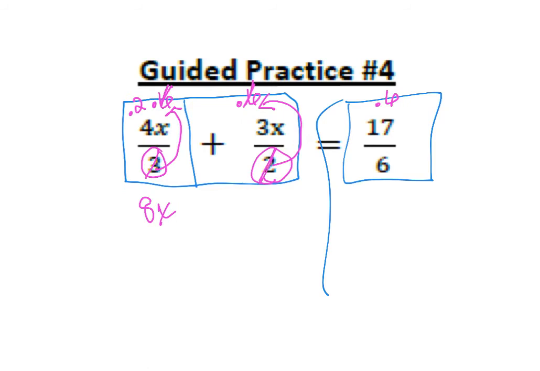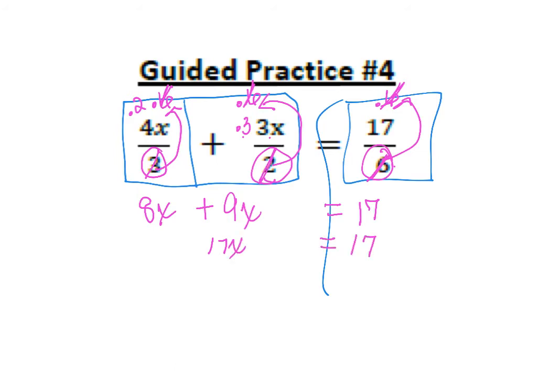How many 2s are in 6? That's 3. So times 3. 3 times 3x is 9x. How many 6s are in 6? Well, that's 1. So 1 times 17 is just 17. So then 8x and 9x becomes 17x equals 17. So then when I divide by 17 on both sides, x is equal to 1.